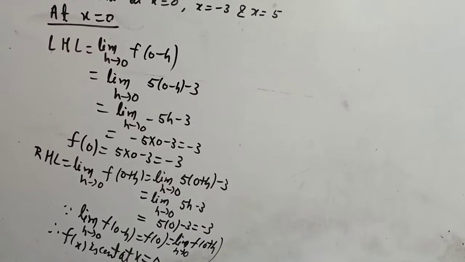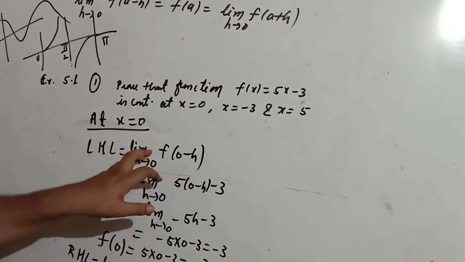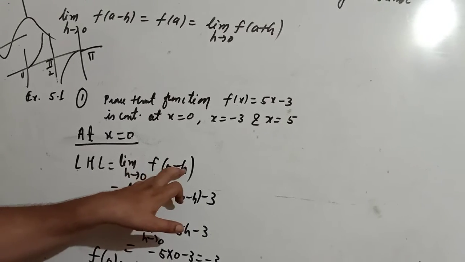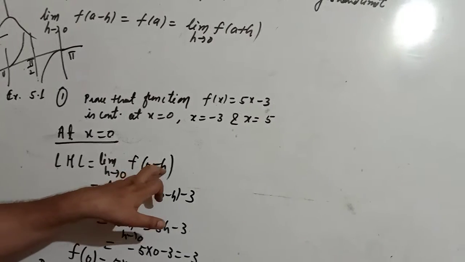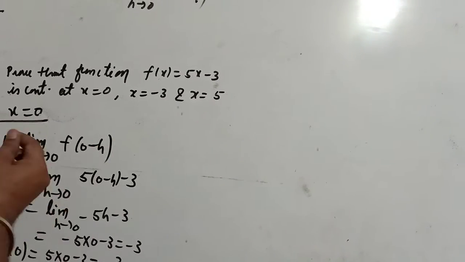Similarly, for the second part, you can take x equal to minus 3. So f of minus 3 minus h. Then f of minus 3, I am finding here.